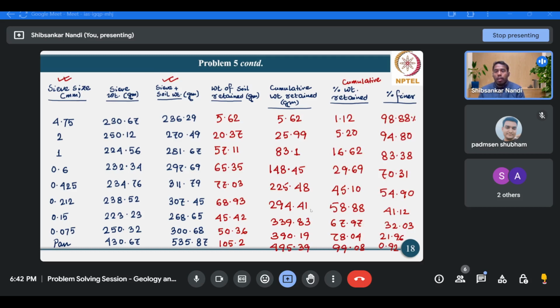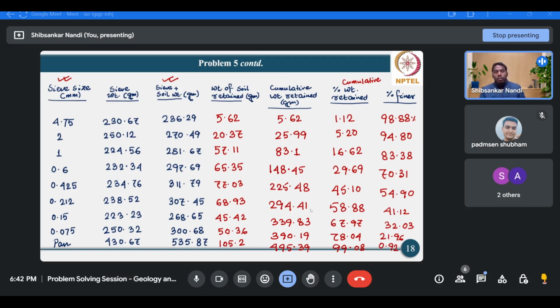So this is a table where you can have the sieve size, the corresponding sieve weight, the corresponding sieve plus soil weight, the weight of soil retained on that sieve, cumulative weight retained on that sieve, percentage cumulative weight retained on that sieve, and the percentage finer for that specific sieve size. Okay, so this is the calculation related to only the sieve analysis part.